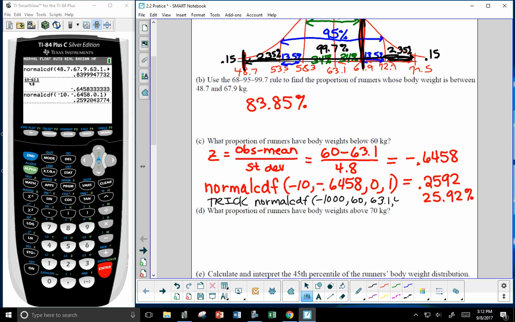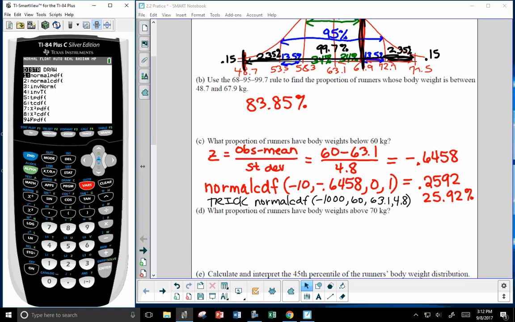I know it gets confusing: when do I leave the mean as 0 and 1, and when do I put in the real mean and the real standard deviation of the data? The deal is, are you dealing with a Z-score or an observed score? When I did it the first time where I showed my work in red, I was using a Z-score, so I used 0 and 1. But if I'm using 60, which is an observed score, then I want to use the true mean and the true standard deviation of our data set.